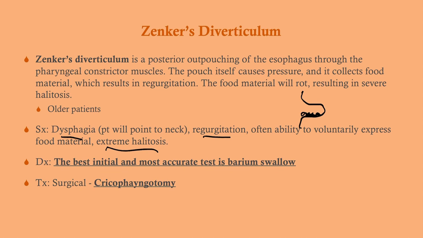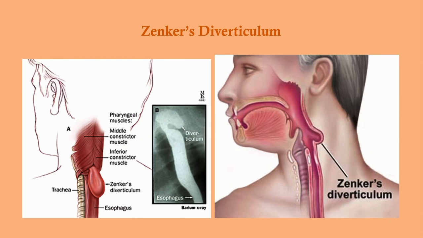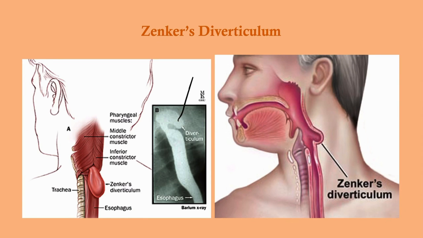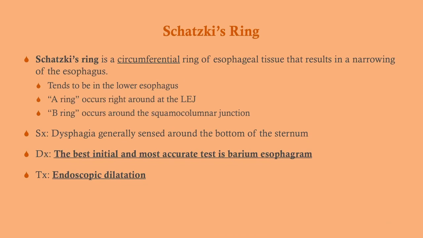The best initial and most accurate test is a barium swallow. That's going to show you the diverticulum. And the treatment is a cricopharyngotomy. So this is kind of the anatomy here. And by the way, this here is your diverticulum. So it's very easy to diagnose on barium swallow.